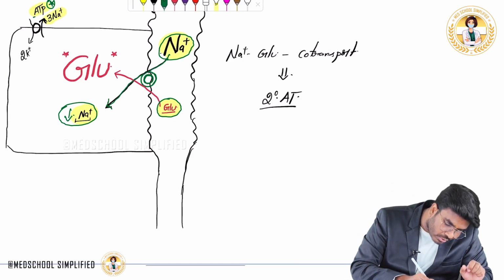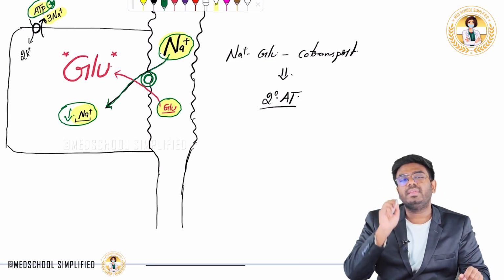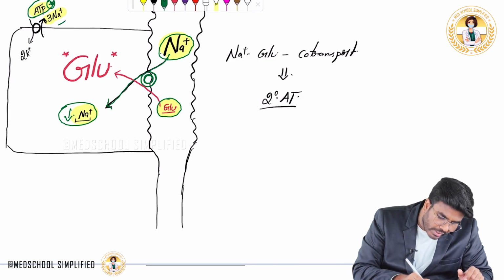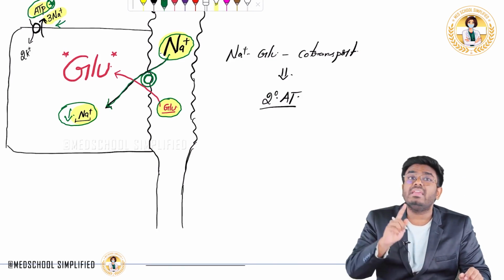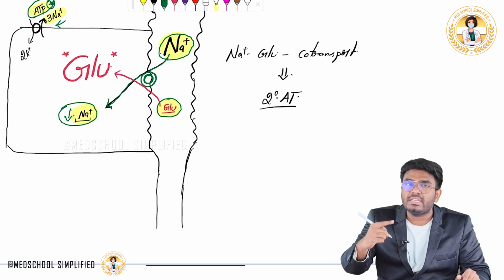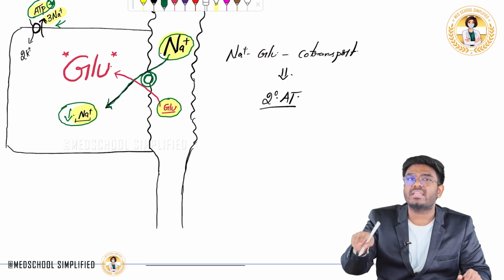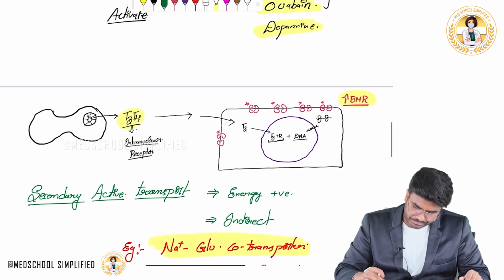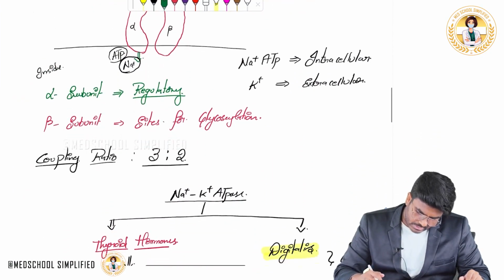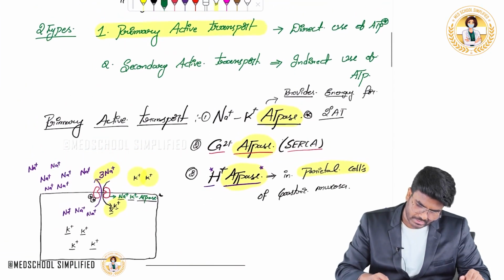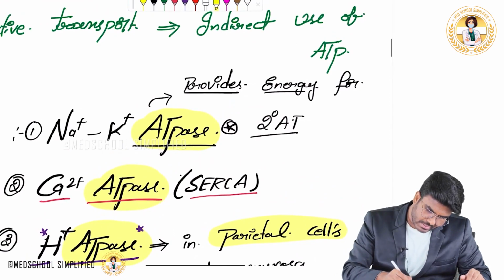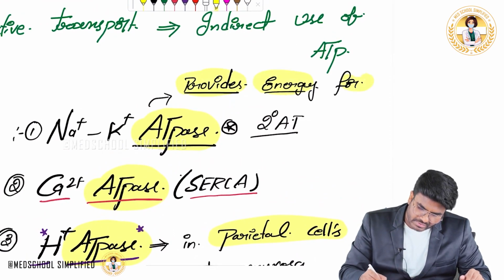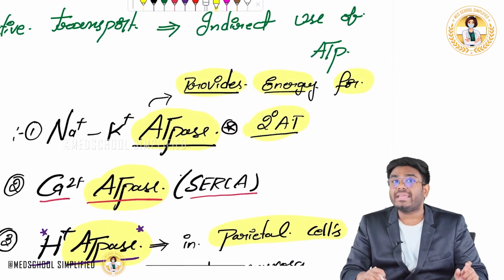But energy is utilized here. So that's why in the beginning I have asked you to remember what the sodium potassium ATPases will do. They will provide energy, they will give energy indirectly to the secondary active transport. If you look here, let me show you. See? So sodium potassium ATPases provide energy for secondary active transport indirectly.